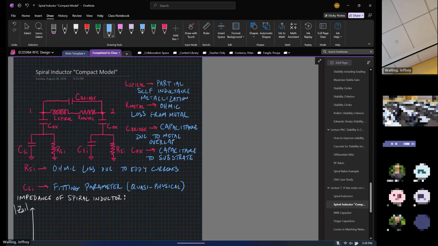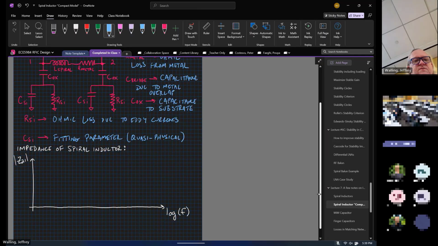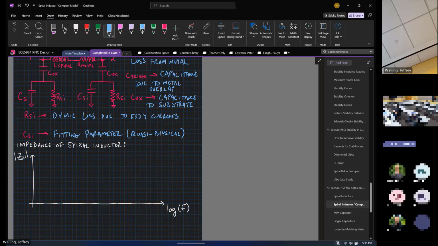All right, any real inductor has a self-resonant frequency. What we expect with an inductor is that in general the impedance is going to increase with frequency, and it should be increasing linearly with respect to frequency. And in fact, it should be doing so at 20 dB per decade.